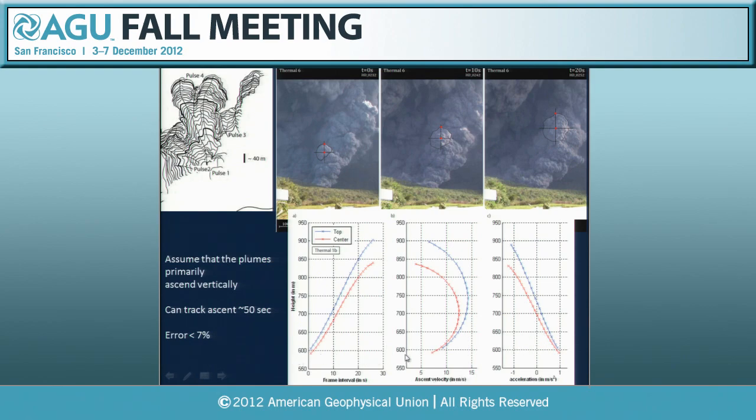And so these graphs are showing you some information we've extracted from this. Here's just the frame interval. Height is along the y-axis in all of these. You can get ascent velocities and accelerations. And the two different colors are just the top point on the thermal versus the center. And so you can see that you have these increases in velocity with height, which level off and slow down as they rise further.